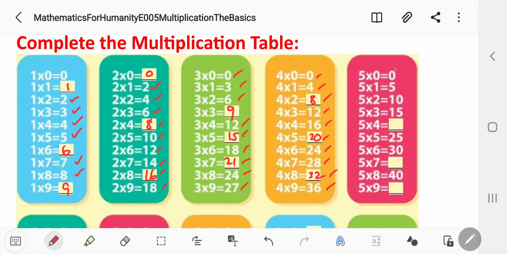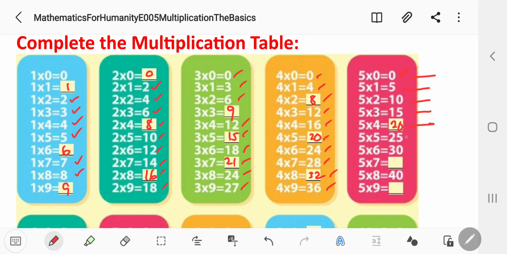Then you have here 5 times 0 equals 0. 5 times 1 equals 5. 5 times 2 equals 10. You're counting by 5. 5 times 3 equals 15. So you are at 0, 5, 10, 15. The next one will be 20. So that's 5 times 4.